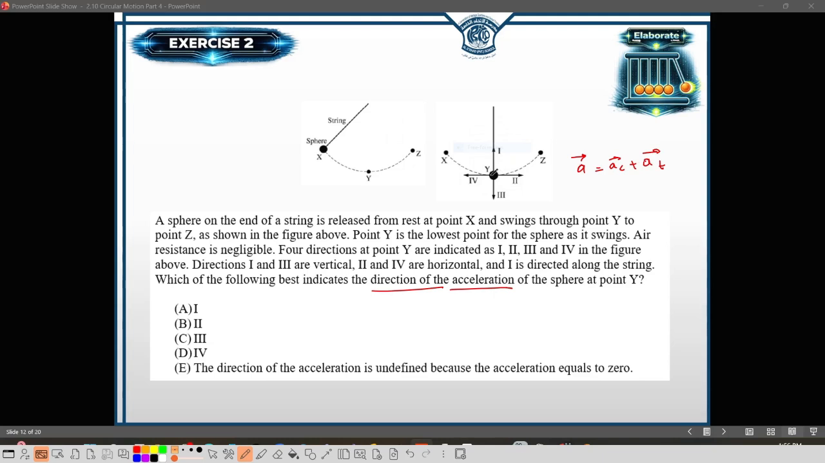Now we know that at the equilibrium position, the tangential acceleration becomes zero because the velocity here is maximum. Only AC will be acting here, so the direction of acceleration will be indicated by the direction of the centripetal acceleration. And we know that the direction of the centripetal acceleration will always be acting upward, and this is also the direction of the A vector. So I is the correct answer.